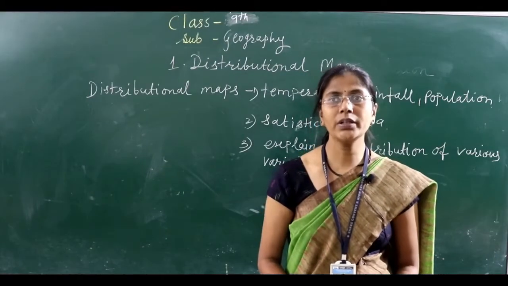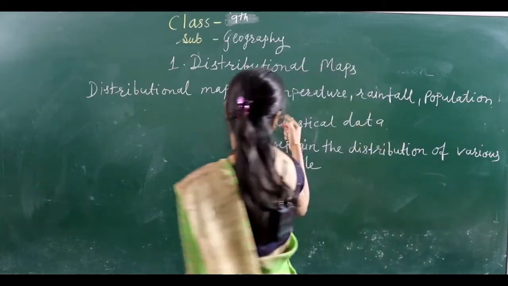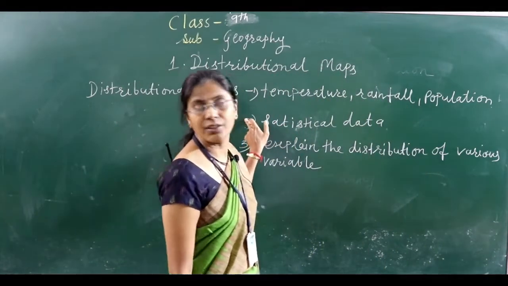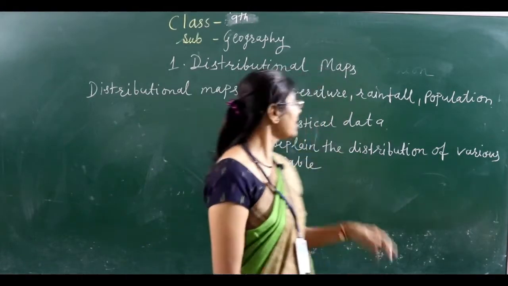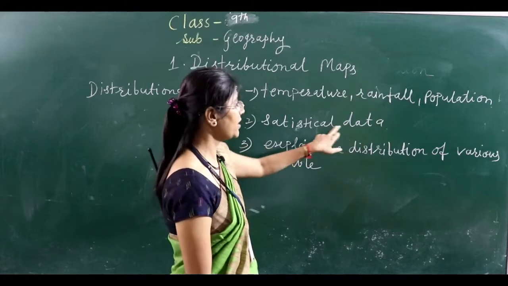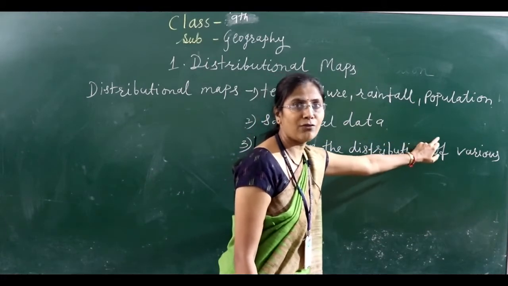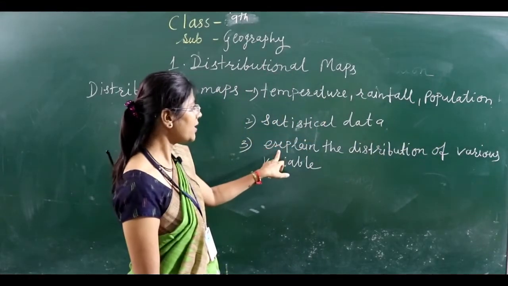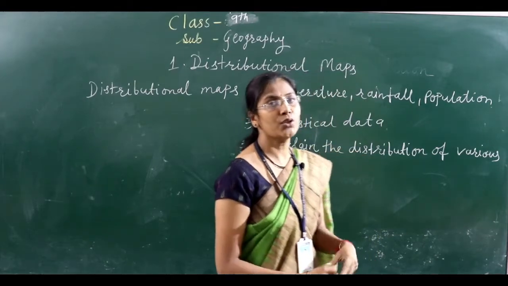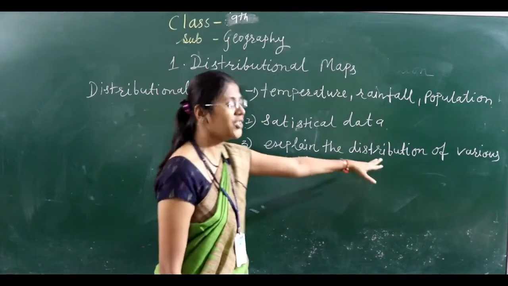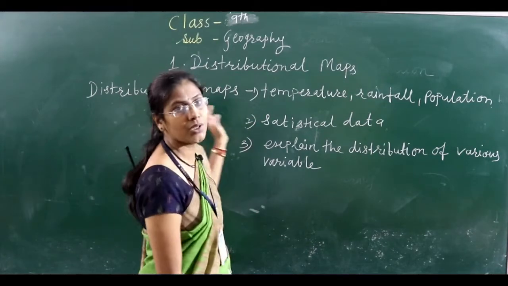Now we discuss distributional maps. The maps showing the distribution of temperature, rainfall, population are called distributional maps. To draw distributional maps we need statistical data. Statistical data is very important to give the importance of various types of variables, and to explain the distribution of various variables in a region.